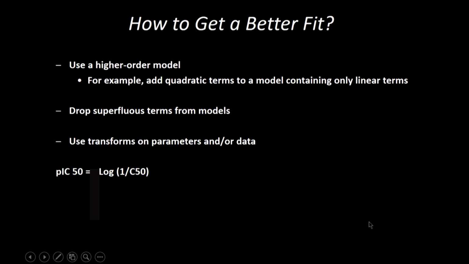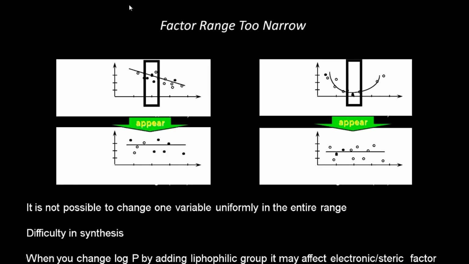Okay. Then another important point, factor range too narrow. Suppose you take a set of compounds and the descriptor values are almost the same, and then when you try to fit, you may feel that there is no difference, the activity does not change with the descriptor, but in reality it may be changing like this, but because your range is so small, they all may appear as if there is no effect on the activity. Okay.